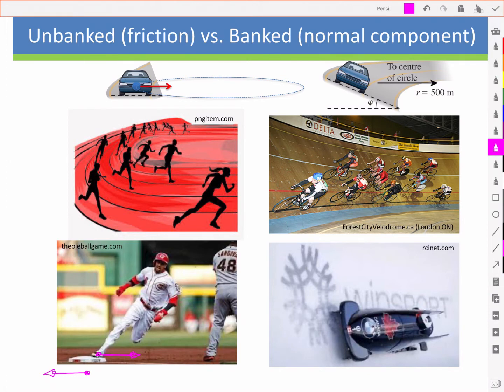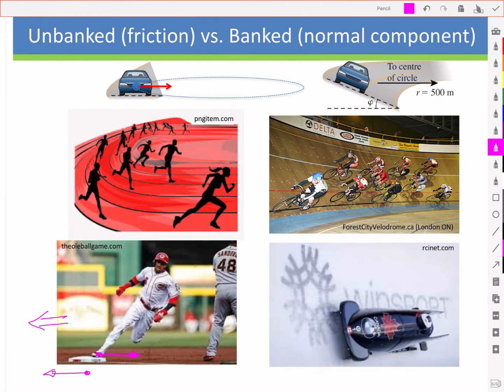And if you've ever tried running in a curve while on ice or a pool deck, you know which way your legs slip if that friction fails you. So your legs go flying out that way. And so that tells you something about the direction of this force on you. It's acting radially inward in order to keep your legs from flying off in that direction.